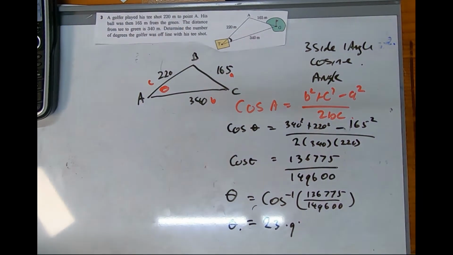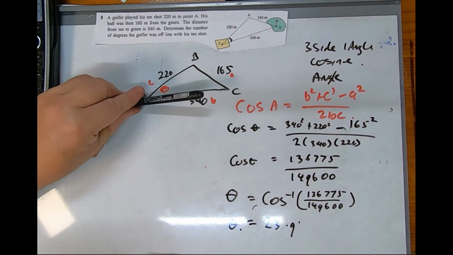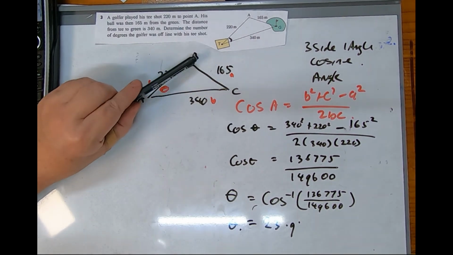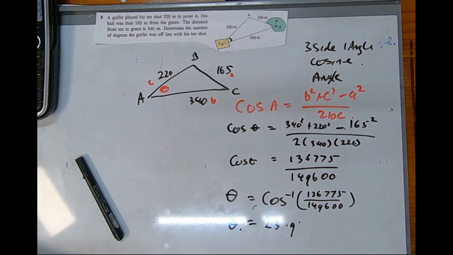Okay, well, which isn't too bad. He was trying to hit here. That's about 20 degrees. Makes a pretty long distance away from the green, right at the other end of the shot, but there you go. Boom.